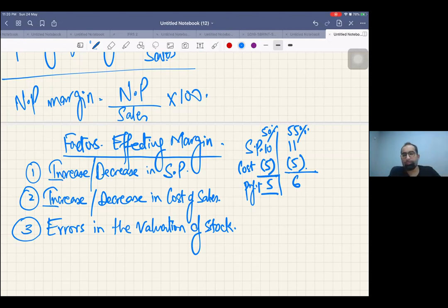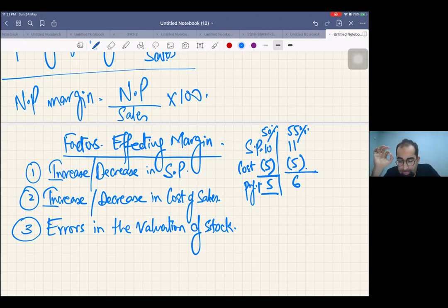Okay, number two, increase or decrease in cost of sales. Obviously, when the cost decreases, you earn more, and when cost increases, you earn less. So increase in cost decreases your margin, and decrease in cost increases your margin, and vice versa.